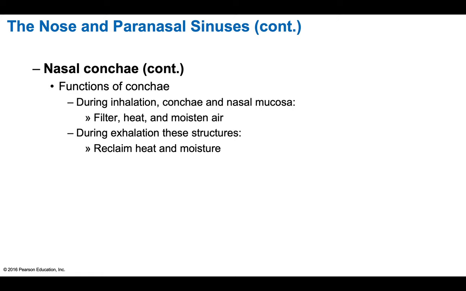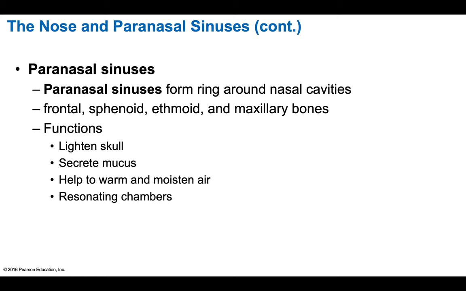The nasal cavity is surrounded by a ring of paranasal sinuses. They're located in the frontal, sphenoid, ethmoid, and maxillary bones. The sinuses lighten the skull, in addition to helping warm up and moisten the air. The mucus they produce flows into the nasal cavity, and the suctioning effect created by nose blowing helps drain the sinuses. They also act as a resonating chamber in phonation.